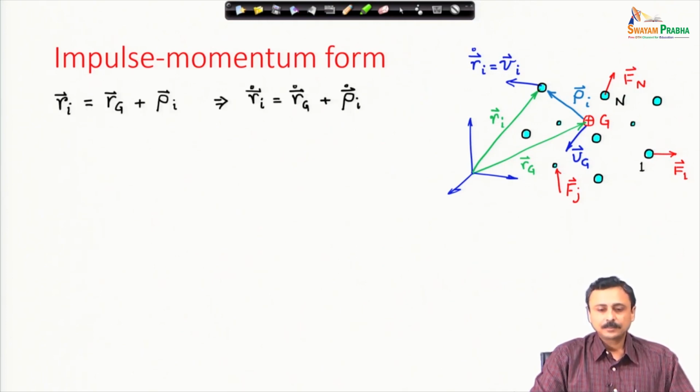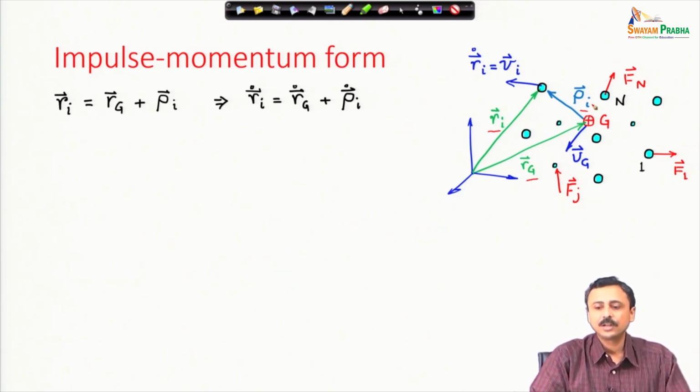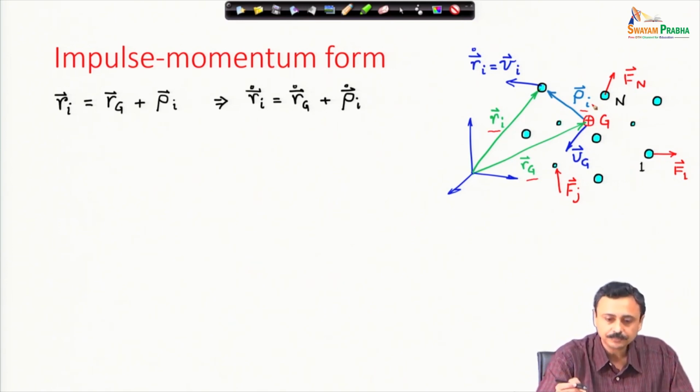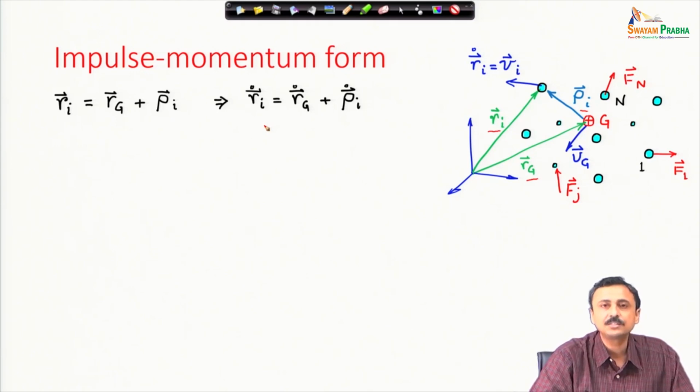Let us look at the position vector of the ith particle. We are representing the position vector of the ith particle in terms of the position vector of the center of mass and this relative vector with respect to the center of mass. The relative vector of the ith particle with respect to the center of mass, rho i, I can differentiate and get these velocity relations. So, the velocity of the ith particle is the velocity of the center of mass plus the relative velocity of the ith particle with respect to the center of mass.